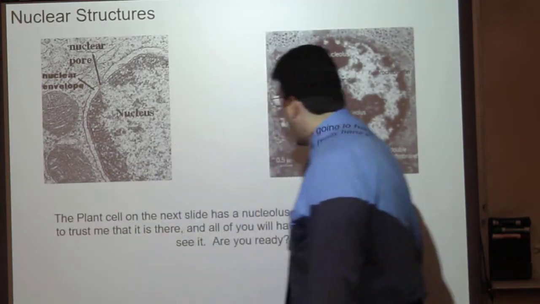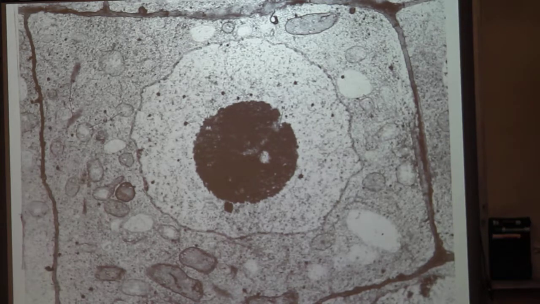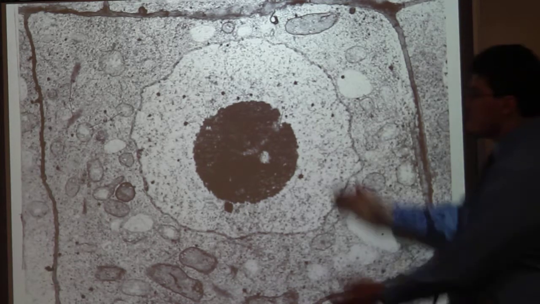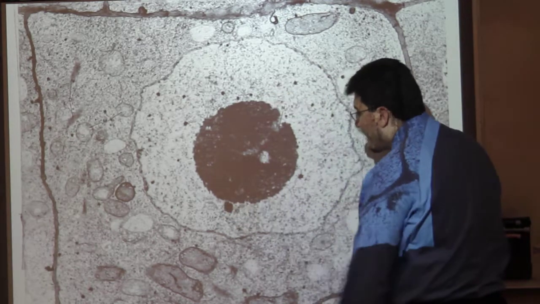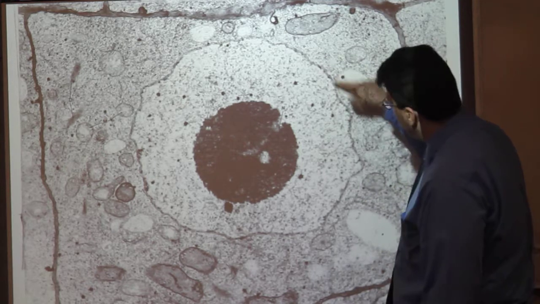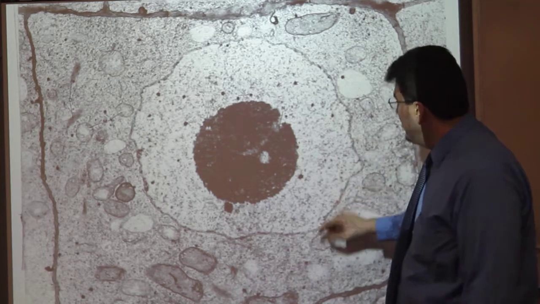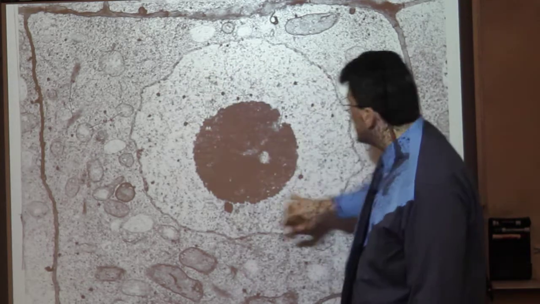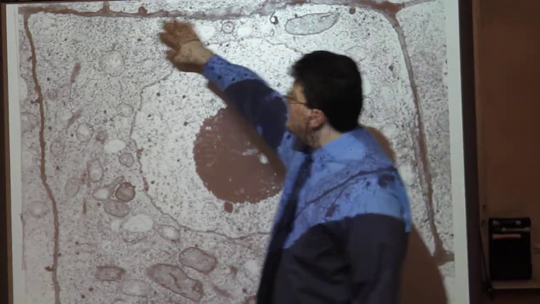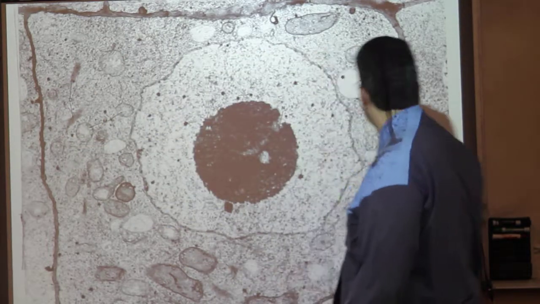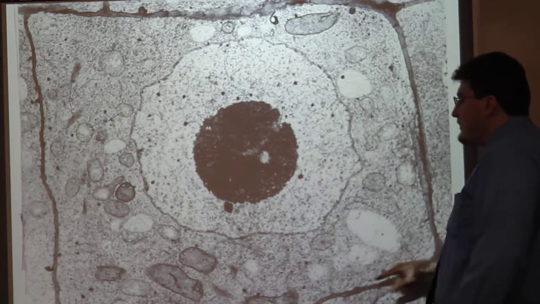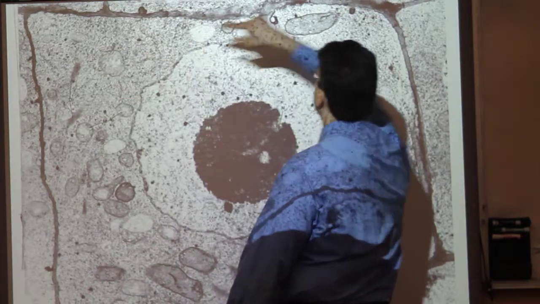Now, I wonder if you can spot the nucleolus right here. Yeah, that's a nucleolus. This right here is the nucleus. That is a double membrane. All this is euchromatin. This is cytosol. This is a cell wall, indicating to me that this is a plant cell.